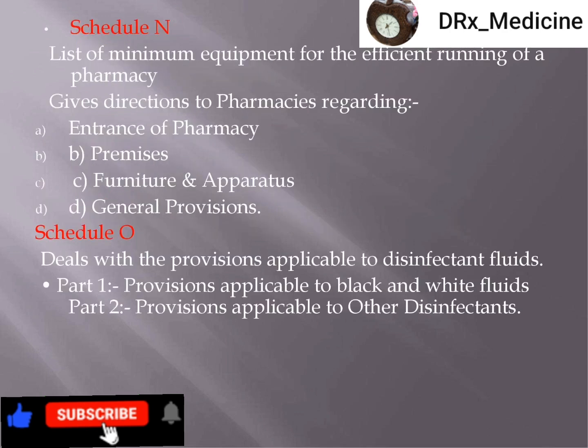Schedule N: list of minimum equipment for the efficient running of a pharmacy. It gives directions to pharmacies regarding A. Entrance of pharmacy, B. Premises, C. Furniture and apparatus, D. General provisions. Schedule O deals with the provisions applicable to disinfectant fluids. Part 1: provisions applicable to black and white fluids. Part 2: provisions applicable to other disinfectants.